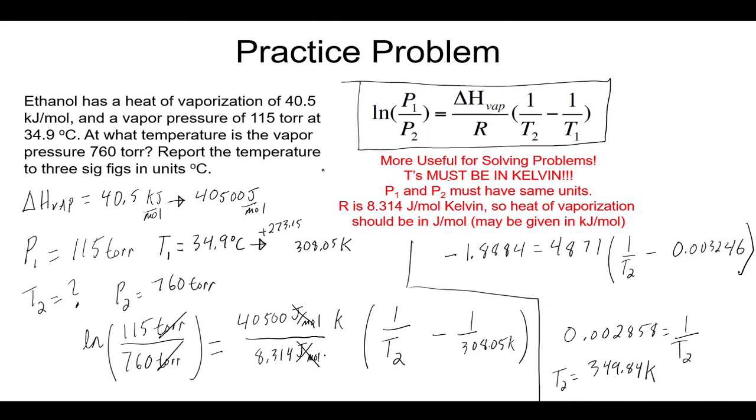Now, finish the problem. This looks good. I go back and read the problem one more time, and I see at the end, reported in 3 sig figs and units Celsius. So don't forget at the very end to convert this back to Celsius, minus 273.15, for the final answer of 76.7 degrees Celsius. And that's it. So now that's about as hard of a question as you're going to get in general chemistry 2 for Clausius-Clapeyron and vapor pressure. So if we can master that, we're good to go.